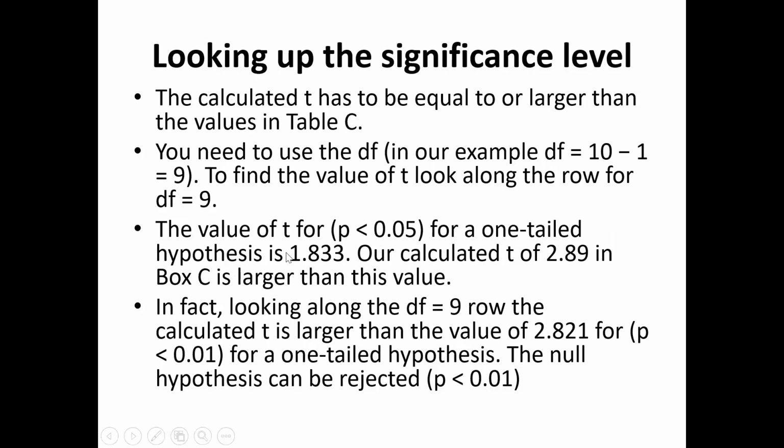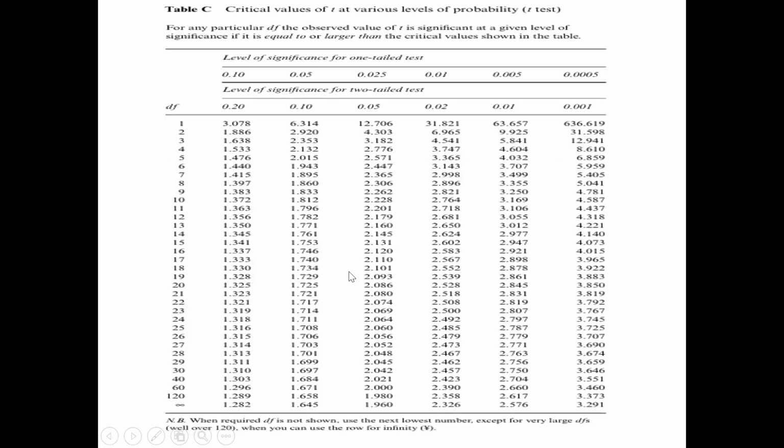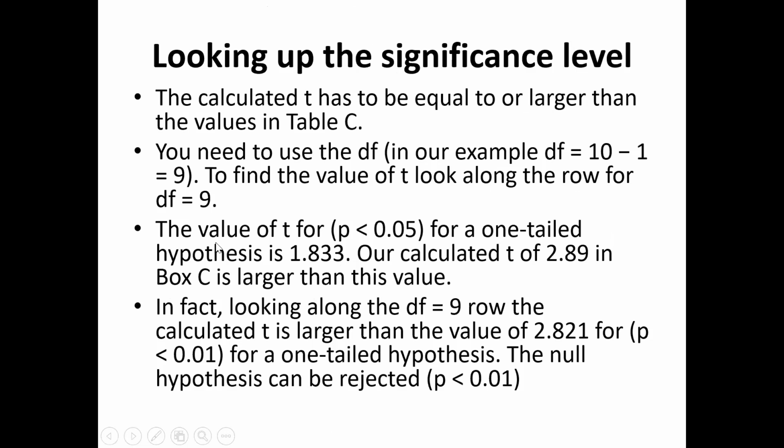In our own case here, our table value is 1.833. And our calculated T is 2.89. And this is larger than the table value. Therefore, we conclude that there is a significant difference. That means the null hypothesis can be rejected at 0.05. Please take note. Even at 0.01, you will still have to reject the null hypothesis.